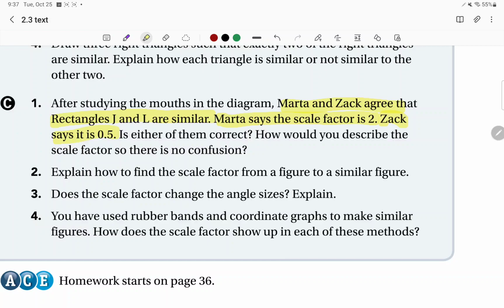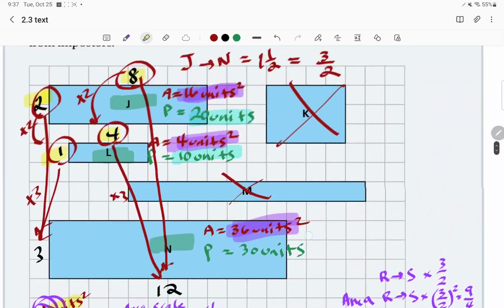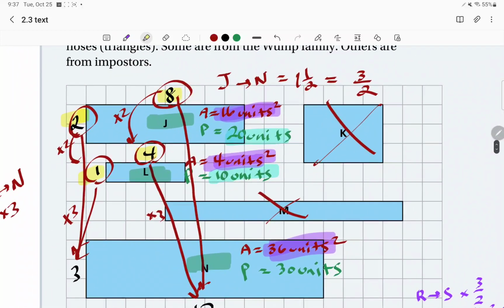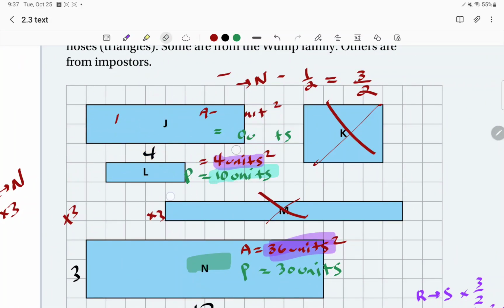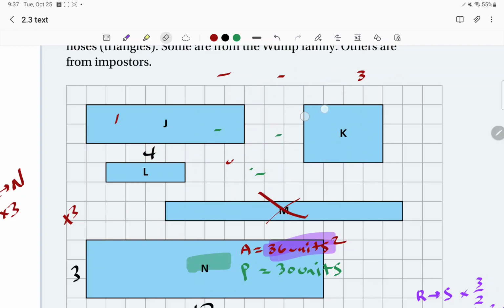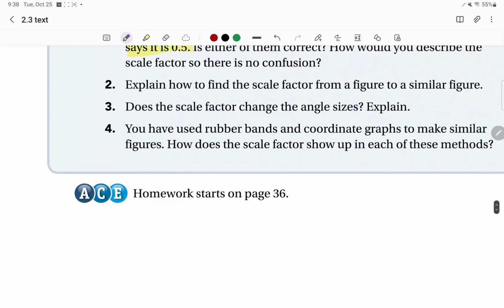Now remember, yes, both of them are correct because it doesn't specifically say J to L or L to J, right? Because remember, J is 2 times the size of L, but at the same time, L is half the size of J, right? So when we go from this to here, we said it was times 2, but you could go in reverse and it would be times the reciprocal. So in this answer, use that term reciprocal. Make sure that's in there. Make sure it's in your notes when you answer that question.